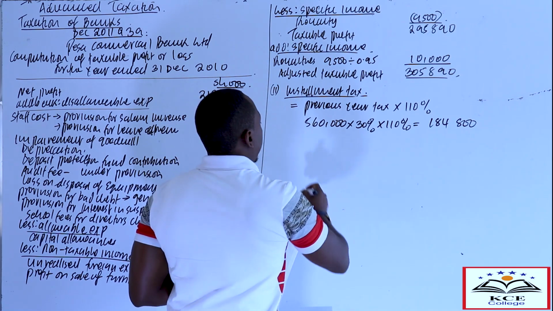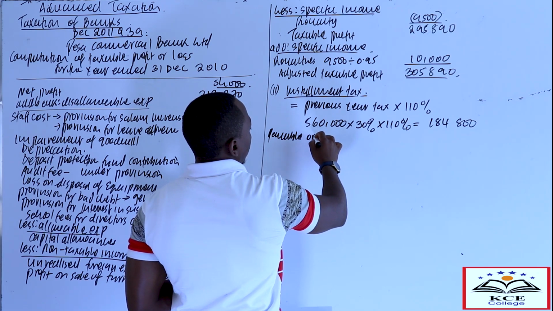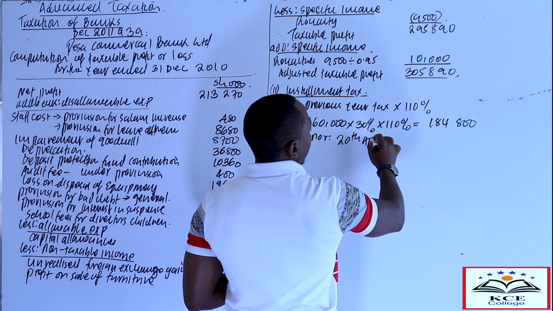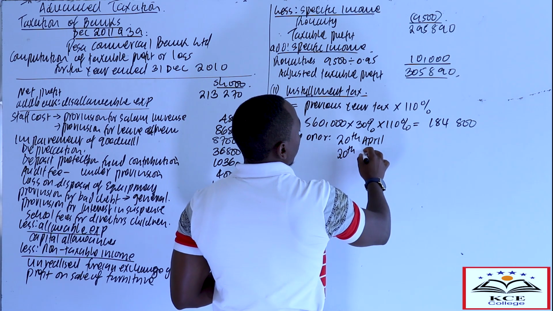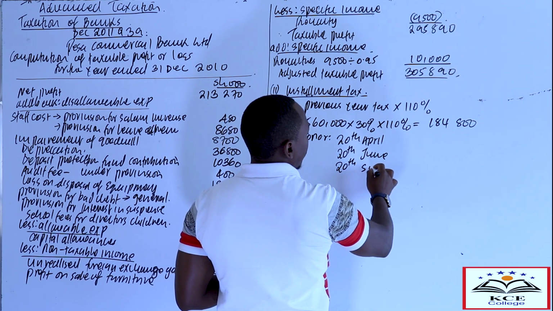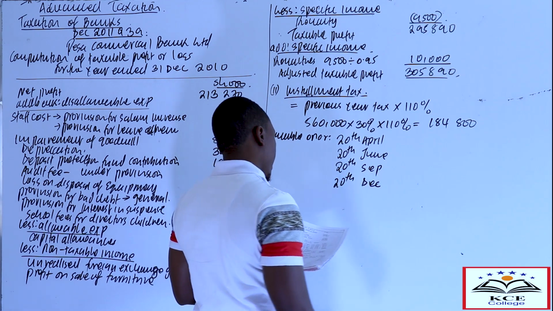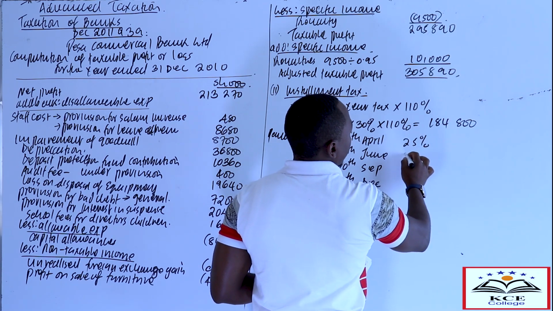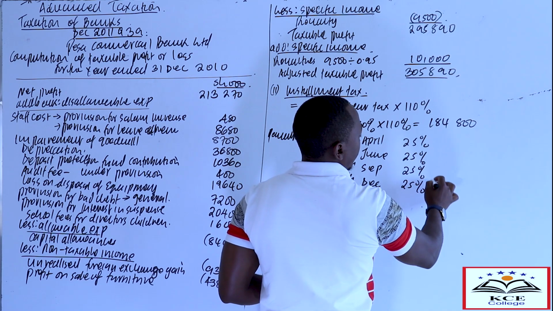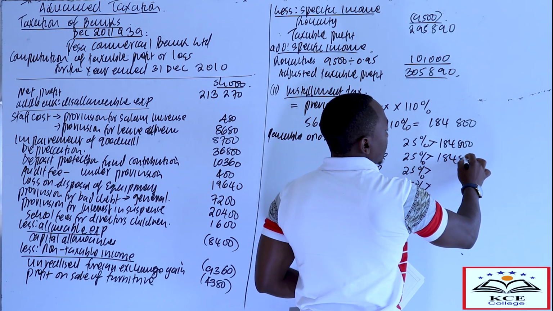Then how is this amount paid? We say that it is payable on or before 20th April, 20th June, on or before 20th of September, and 20th of December. And then here you see that you only pay 25%, that's a quarter, 25%, 25%, 25%. This is the amount, 184,800.